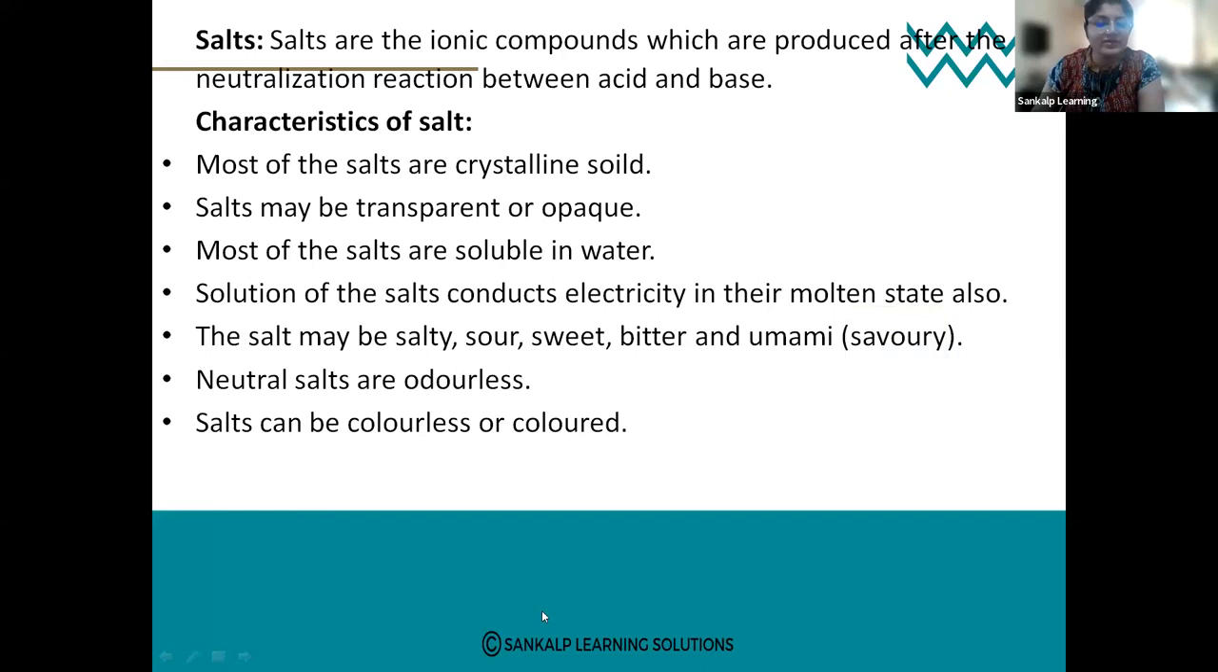So this we have discussed. Then salts. What do we mean by salts? After acids and bases comes salts. Salts are ionic compounds. What do you mean by ionic compounds? When ions are combined.